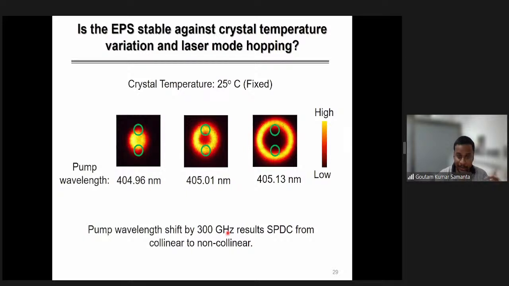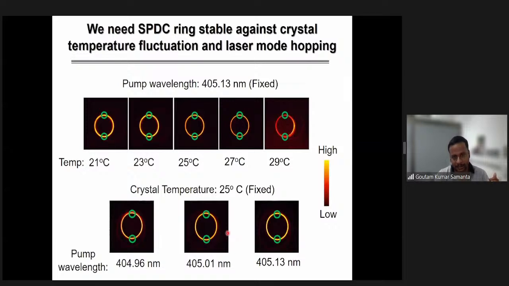Okay. Now the question is how to solve this problem, where we can minimize the resources required. For that, we have to translate the SPDC photons, or SPDC ring, into a perfect ring whose size is independent of the variation. Because my detection system is fixed, if we can hold this SPDC ring size constant over changes in the crystal temperature or wavelength, then that will be a fantastic proposal. One can really think about that.